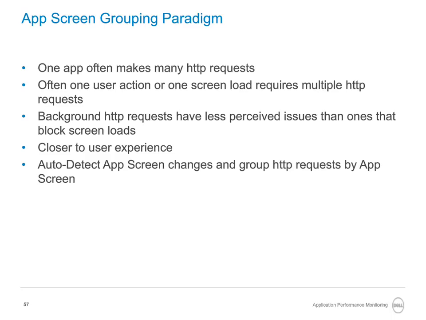So as Max was pointing out, background HTTP requests have much less perceived issues than the ones that are blocking a screen load. By looking at the waterfall and seeing which ones cause the screen to not appear, you can really focus your attention, and it helps keep you closer to the user experience. So we auto-detect the app screen changes as the app goes through, and we group the different HTTP requests that we see by app screen so that you can focus your attention on how the user is perceiving this.